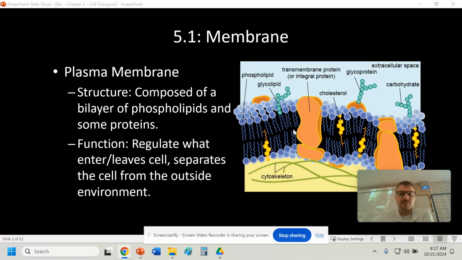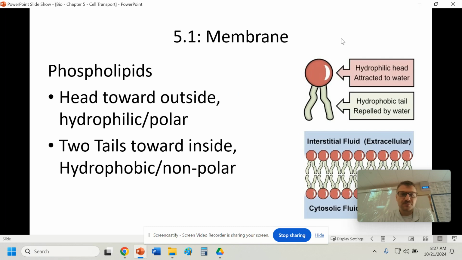Remember that the membrane is composed of a bilayer, or two layers, of phospholipids. Now, there are other molecules within the membrane. You also have cholesterol and proteins. These membrane proteins will help in the transition of molecules from one side to the other. But basically, this membrane helps regulate what goes into and out of the cell.